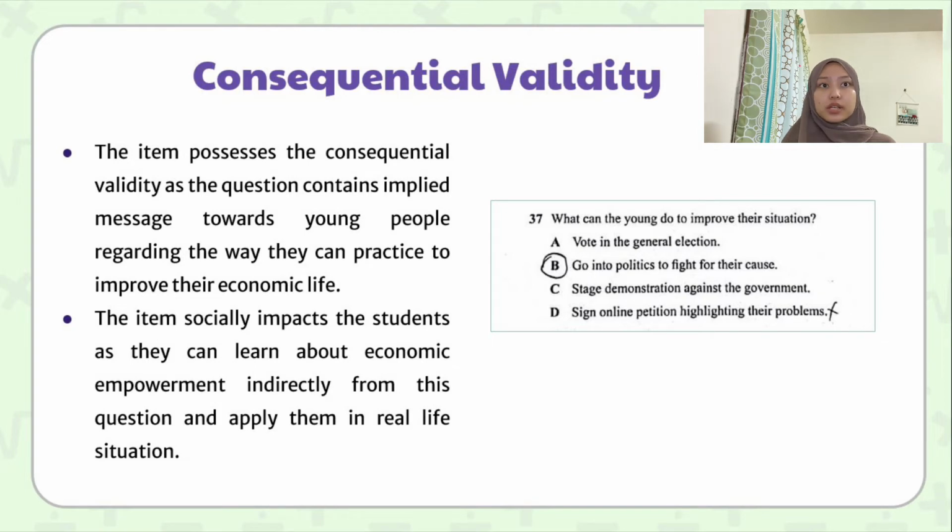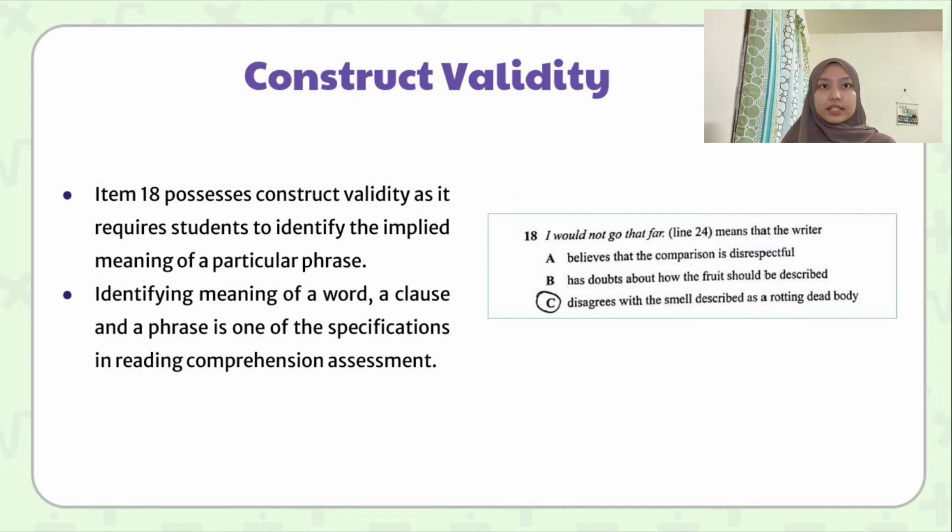The item socially impacts the students as they can learn about economy empowerment indirectly from these questions and apply them in real-life situations. For construct validity, in the picture shown we can see that item 18 possesses construct validity as it requires students to identify a particular phrase. Identifying the meaning of a word, a clause, and a phrase is one of the specifications in reading comprehension assessment.